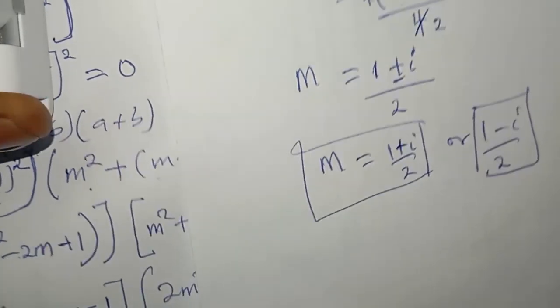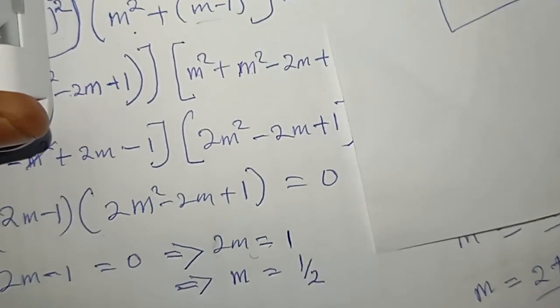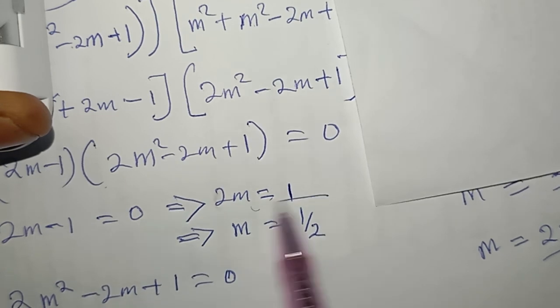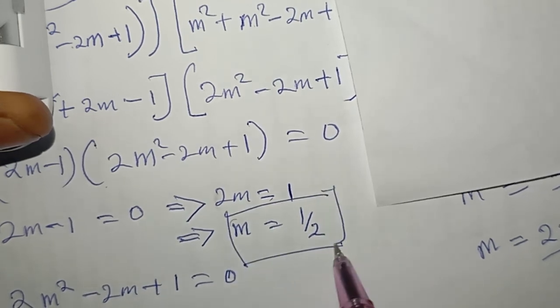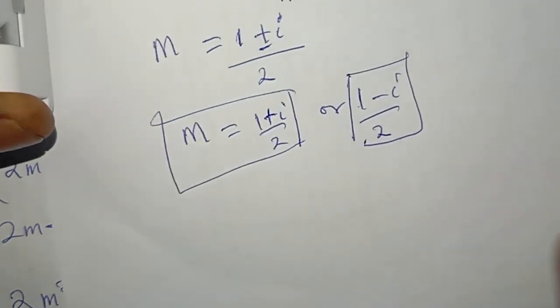So you can see our first value for m right here, which is m equal to 1/2, and then the second and third values of m is here.